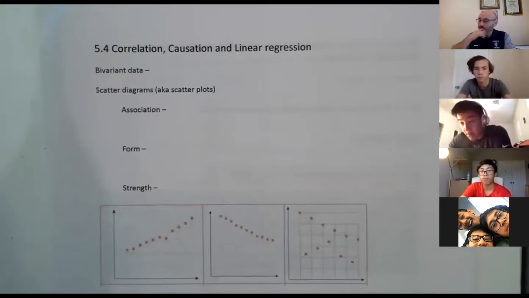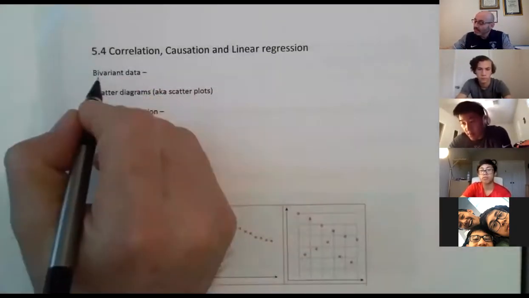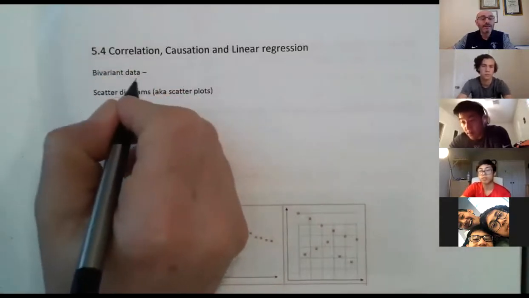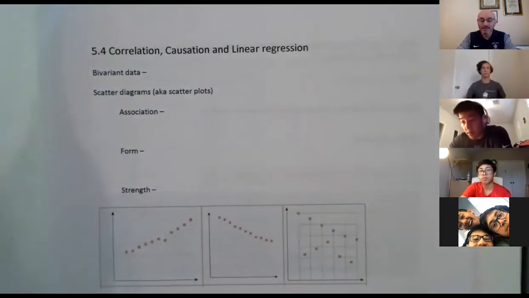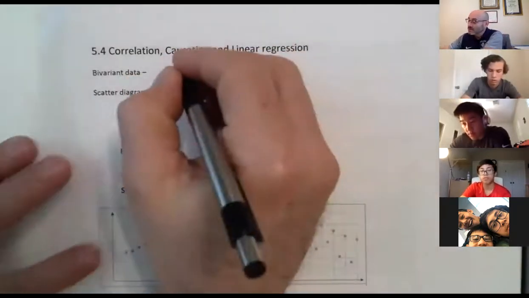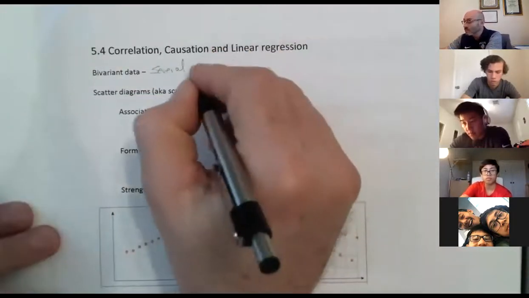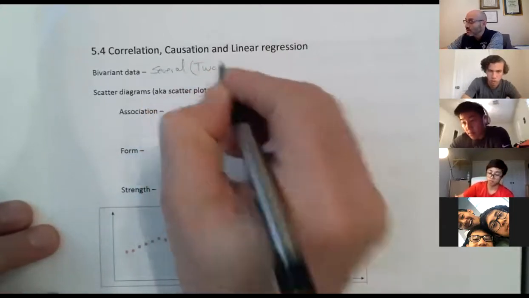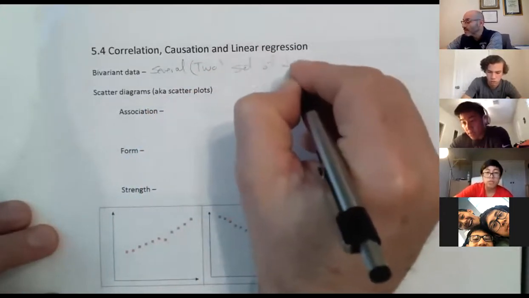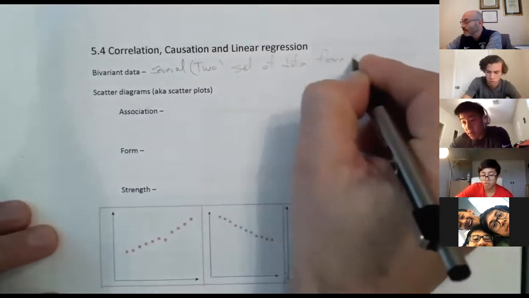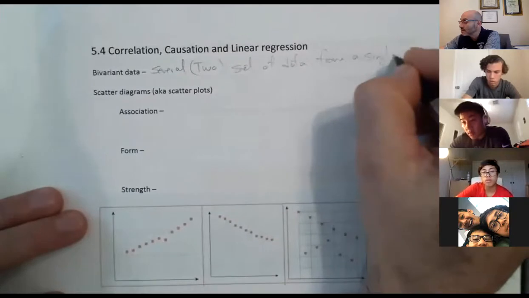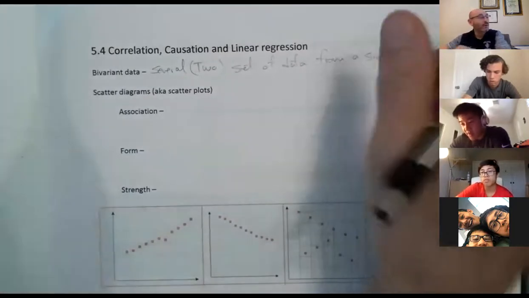All right. So what does bivariate data is? So basically what that is when we have several sets of data from one subject, okay? So let's say most of the time, we're gonna work with two sets of data from a single subject. So what do I mean by that?